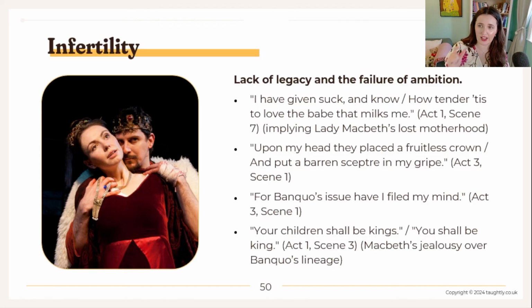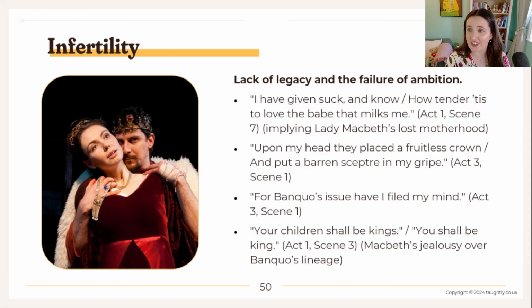So some clue there that they might have had children. I mean, she does follow up this line by saying, "But had I so sworn as you had, I would have plucked its boneless gums from my breast and dashed its brains out." Like, I had a lovely baby and it was so tender, but if I promised that I'd kill the king, I would have ripped it from my breast and stabbed its head in. Great mother. Thanks, Lady Macbeth.